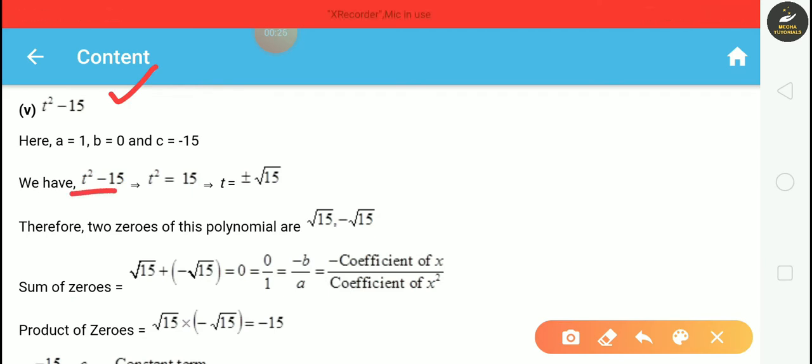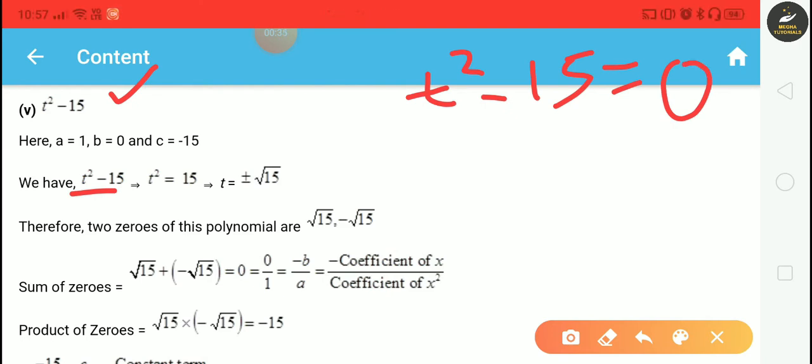To get zeros of the polynomial, we will equate this term with 0. So we will get t square minus 15 is equal to 0. Then using transposition, we can write t square is equal to 15, and then using square root on both sides, we can write t is equal to plus or minus root 15. Therefore we have two roots, root 15 and minus root 15. Alpha is root 15 and beta is minus root 15.